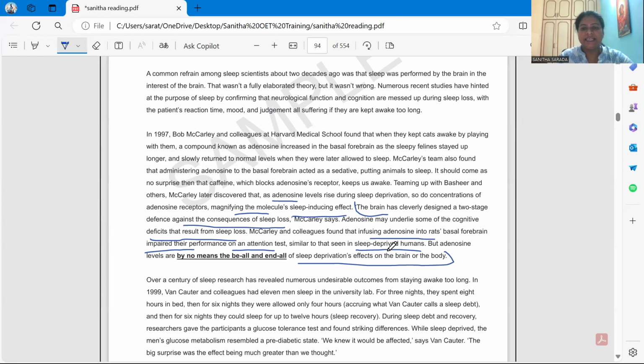McCurley says adenosine may underlie some of the cognitive deficit that result from sleep loss. That means if you are getting sleep loss, adenosine level will increase, and that may result in some cognitive deficit. McCurley and colleagues found that infusing adenosine into rats' basal forebrain impaired their performance on an attention test, similar to that seen in sleep deprived humans. That is, if you have sleep deprivation, your adenosine level will increase. But the next sentence says adenosine levels are by no means the be all and end all of sleep deprivation effects on the brain or the body.